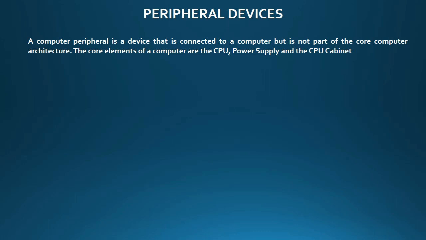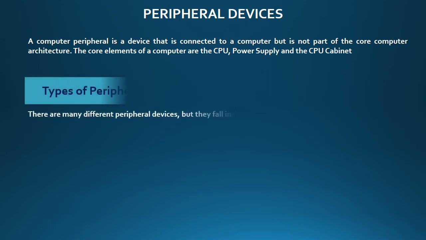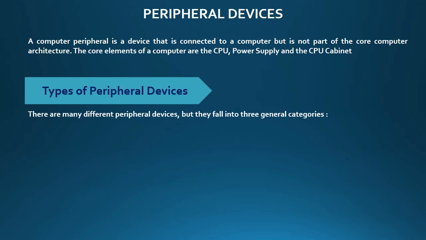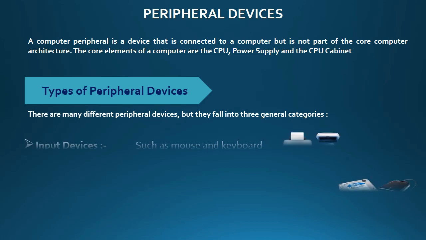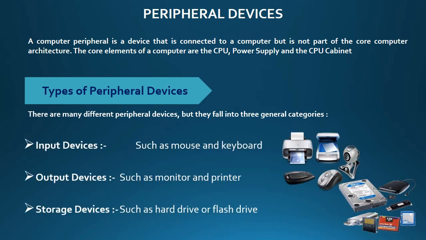Now what are the different types of peripheral devices? There are many different peripheral devices, but they fall into three general categories. These are very well known to you. Number one is input device like mouse and keyboard. Second, output devices such as monitor and printer. Storage device like hard drive or flash drive, known as pen drive also. Now you remember these are few examples only. There are many input devices or output devices or storage devices available in the market.